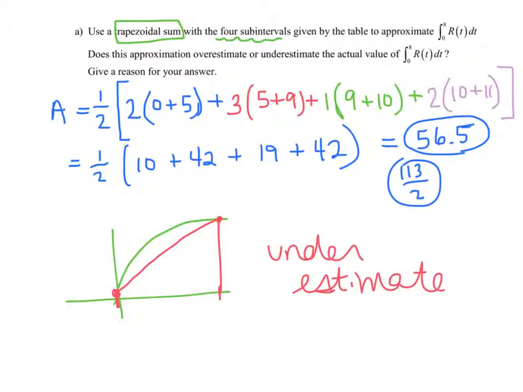And the way that I would justify my answer or give a reason for my answer is I would say that r double prime of t is less than 0. And that is my justification for why it's an underestimate. All right, let's move on to the next one.